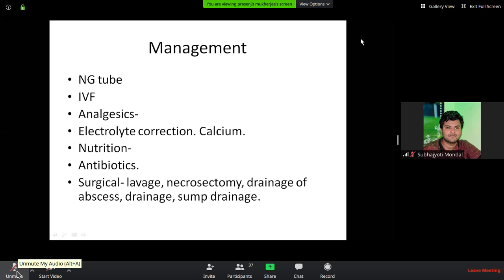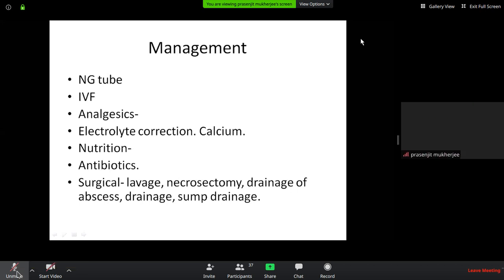Calcium correction is again important. Most of the time, sir, morphine, why does morphine cause constriction of the sphincter of Oddi? Okay, that is why morphine is not used.